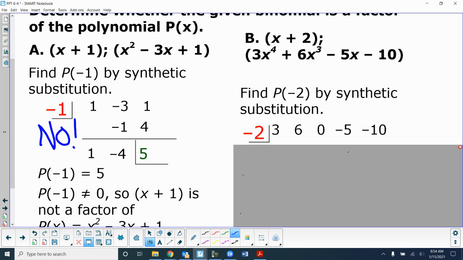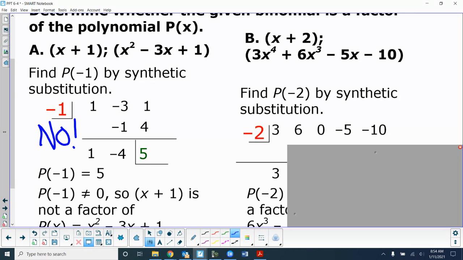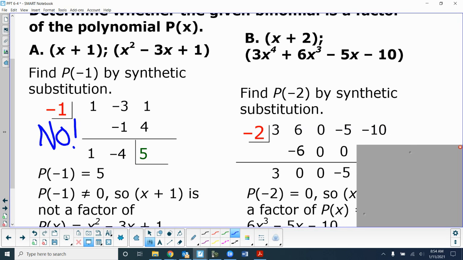What's negative 2 times 3? Negative 6. What's 6 plus negative 6? 0. What's negative 2 times 0? 0. What's 0 plus 0? 0. What's negative 2 times 0? 0. What's negative 5 plus 0? Negative 5. What's negative 2 times negative 5? Positive 10. What's negative 10 plus 10? 0. Is it a factor? Yes.